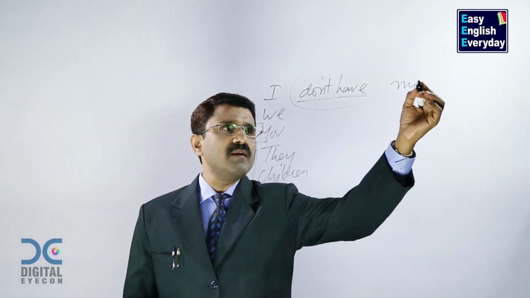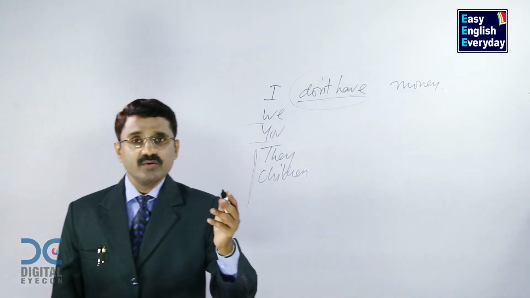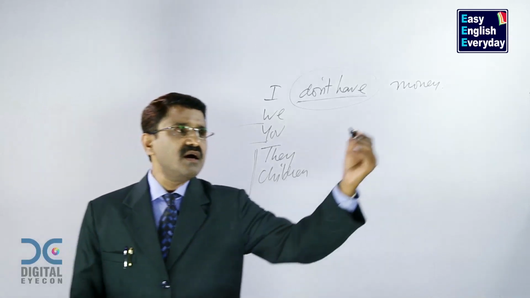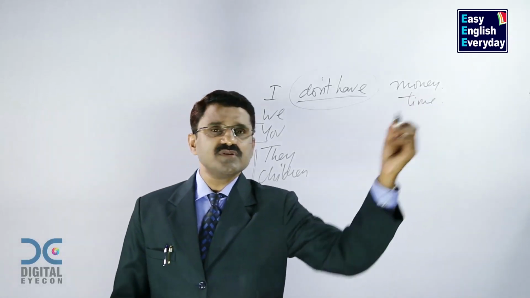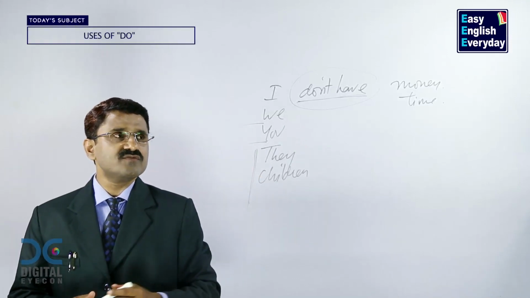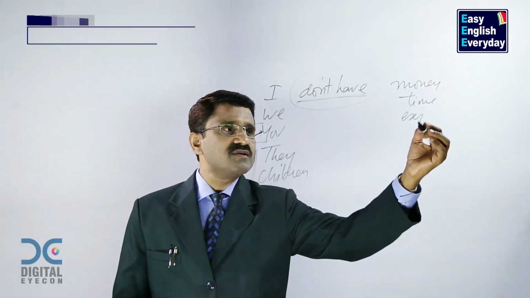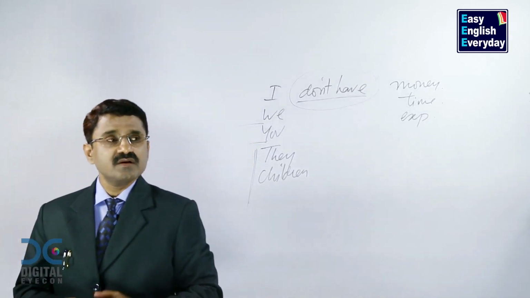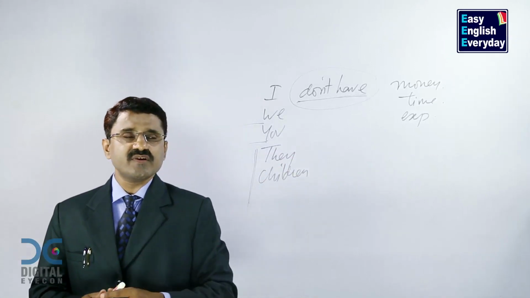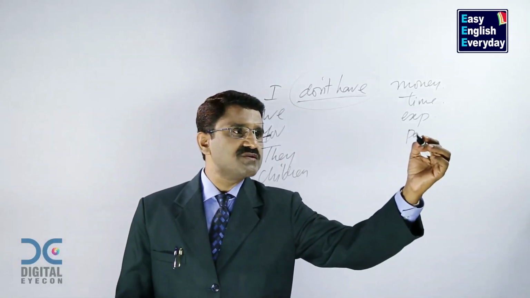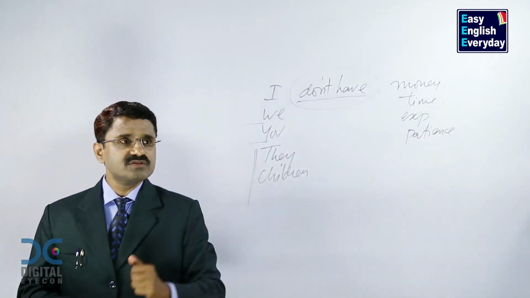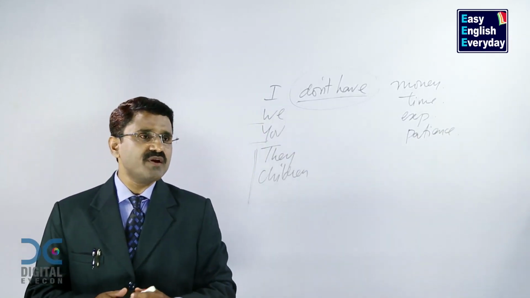I don't have money. We don't have money. You don't have money. They don't have money. Children don't have money. I don't have time. We don't have time. You don't have time. Children don't have time. I don't have experience. We do not have experience. You don't have experience. They do not have experience. Children don't have experience. I don't have patience. We don't have patience. You don't have patience.